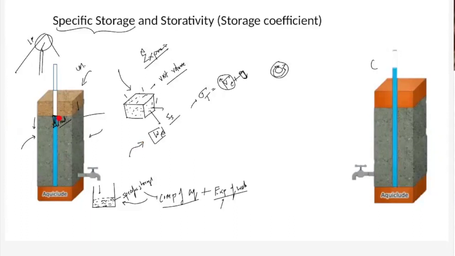Okay. Now let's talk about the unit of this specific storage. So it is volume of water released. If we are talking about volume of water released, it will be meter cube, per unit volume of the aquifer and per unit drop in head, right? Can everybody see this? Volume of water per unit volume of the aquifer per unit drop in head. The unit will be 1 by m, length inverse.